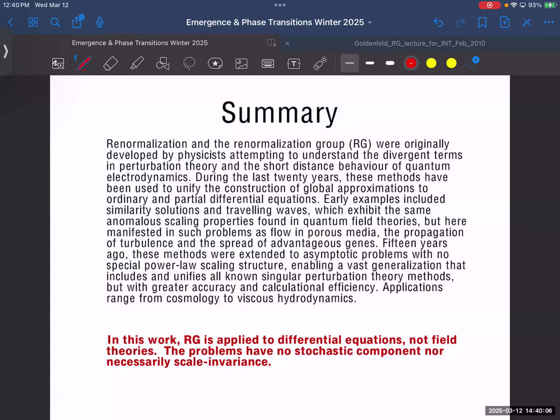So here's a summary of the lecture. As you know, renormalization group was originally developed by physicists attempting to understand divergent terms in perturbation theory and the short distance behavior of quantum electrodynamics. That's what Feynman, Tomonaga, and Schwinger won the Nobel Prize for in the middle 1960s for the work that they did in the 1940s. And then Wilson won the Nobel Prize for his work, developing it even further along the lines that we have presented in this course.